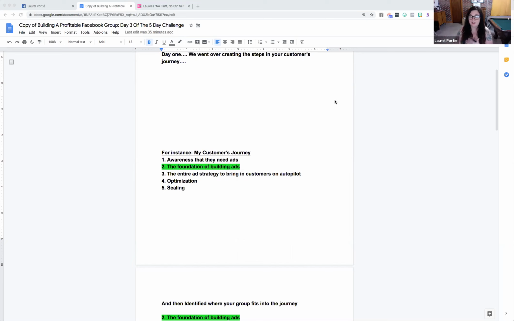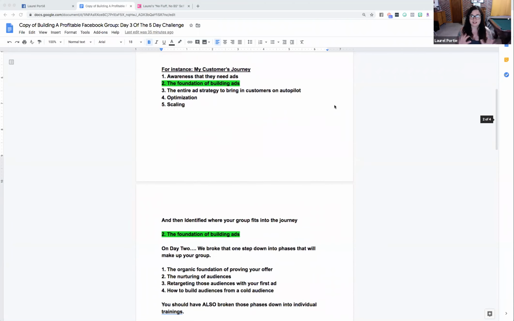Two, they have to have the foundations of how to build their first ad. Step three, the entire ad strategy. Step four, optimization. And then five, scaling. So that's my customer's journey, right? That's what we did on day one. We identified what our customer's journey looks like, because again, if you don't have this identified, no marketing that you ever are going to do is going to work.